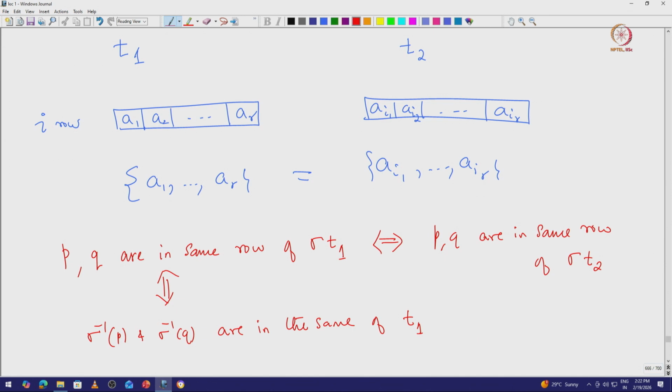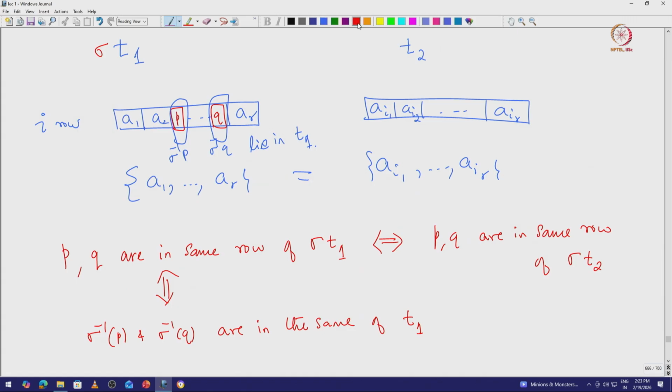So, P is somewhere here and Q is somewhere here inside sigma T1. Then when you apply sigma inverse, in the same positions sigma inverse of P and sigma inverse of Q lie in T1. Okay, so that is very clear.